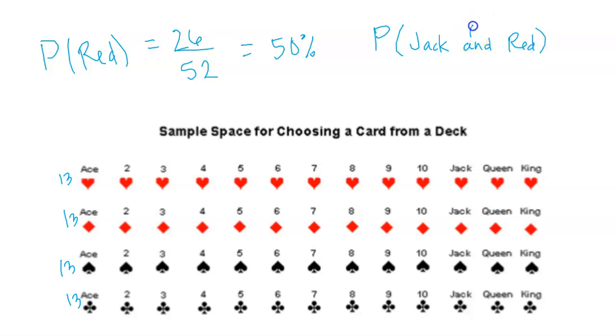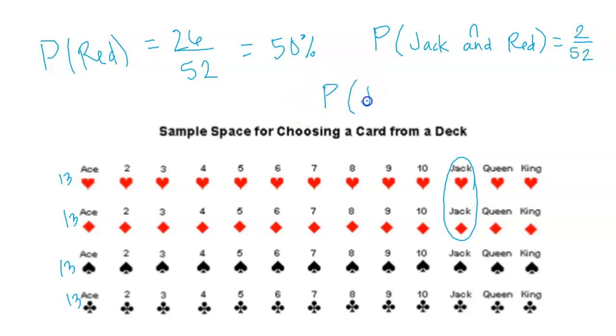Okay, so remember that's intersection. So that's saying that if I pull the card out, it has to be both Jack and red. So there are only 2 cards in the deck that are both Jack and red. So the probability would be 2 out of 52. And I'm not gonna change that to a percentage, but I do want you to do that.